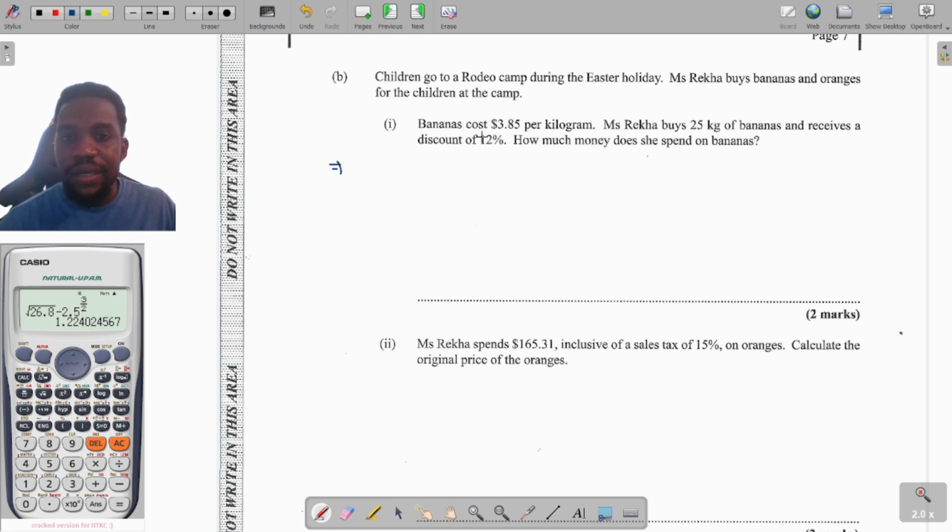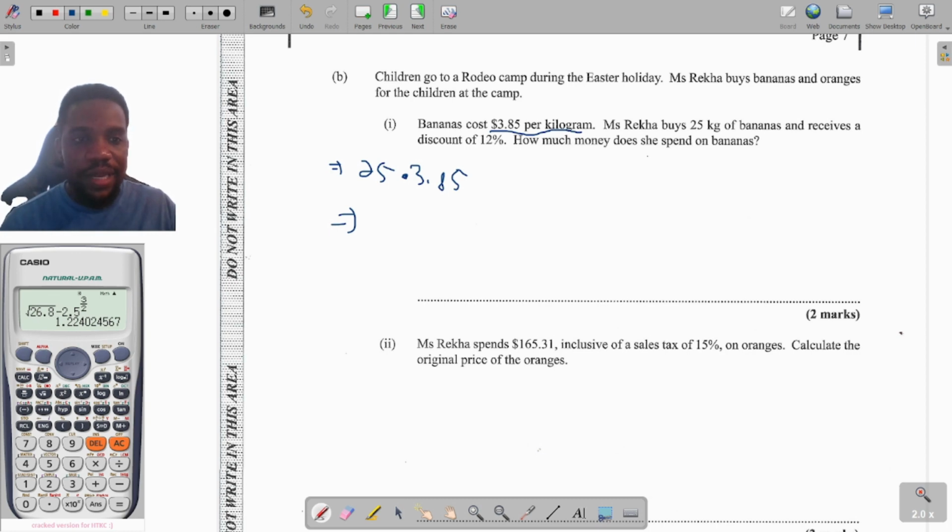So let's say this is a cost, and of course it's important. This is a cost per kilogram, which means that 1 kilogram costs $3.85, but we are buying 25 kilograms. So what it means is, to get the total amount, ignoring the discount, is to simply multiply 25 multiplied, and I'm using the dot here as my multiplication sign, by $3.85. So if the discount was not there, and of course this is calculator work.